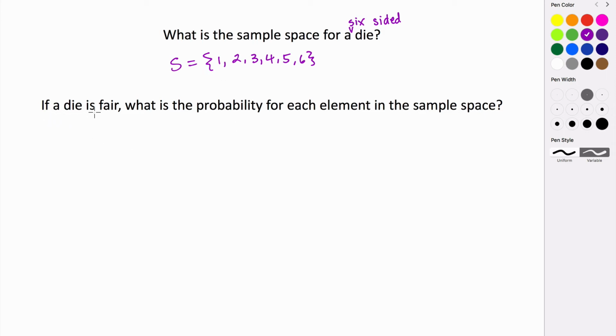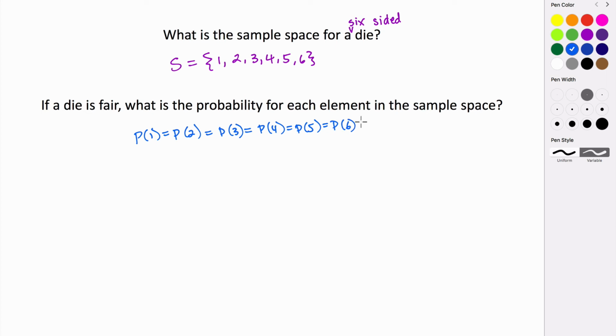So if a die is fair, what's the probability for each element in this sample space? What's the probability of rolling a 1, a 2, 3, 4, 5, or a 6? Now, if a die is fair, meaning each event has an equally likely outcome, then we know that all of our probabilities should be equal, right? The probability of rolling a 1 should be equal to the probability of rolling a 2 or a 3 or a 4 or a 5 or a 6.